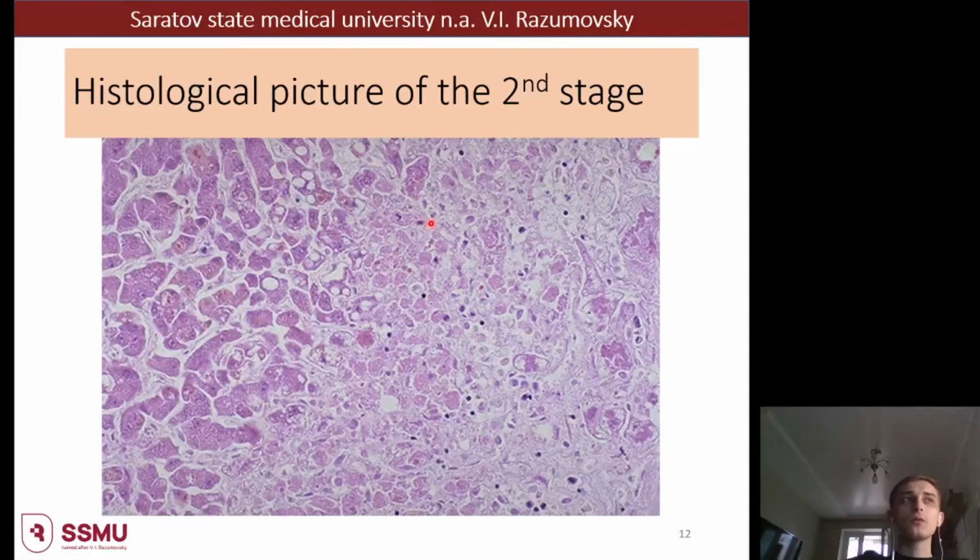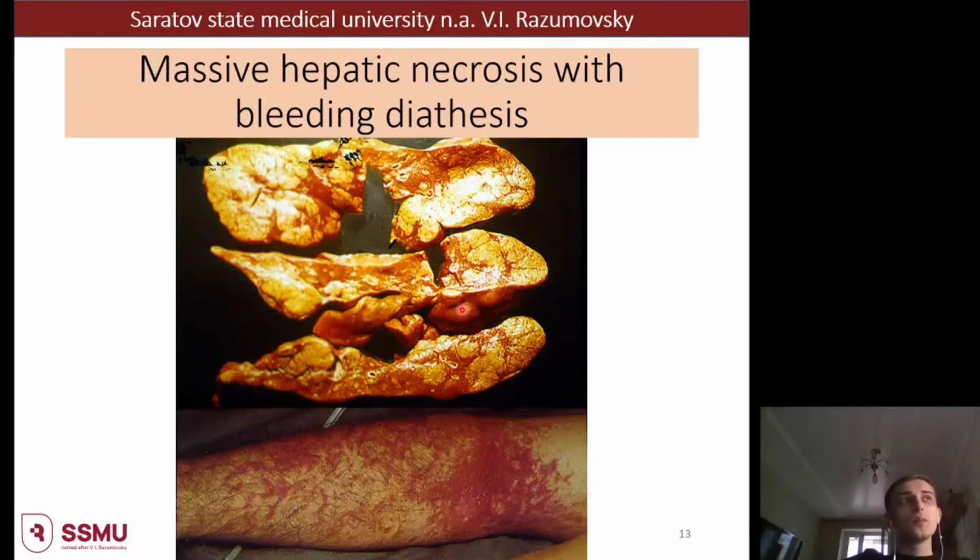The typical manifestation of necrosis here is structureless cells, cells without nucleus, and sometimes we may see accumulation of blood, but in this slide we couldn't see fresh erythrocytes in this area, but sometimes it may happen. Massive hepatic necrosis with bleeding and diapedesis you may see on this slide, and we can see the liver decreased in size. It has dense consistency, and also it has red areas in its structure. So you may see it here.